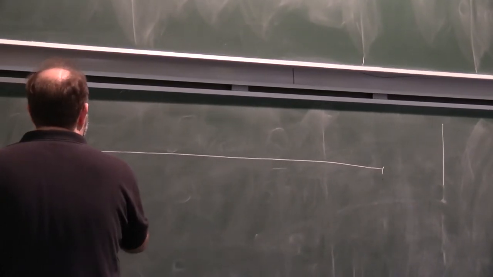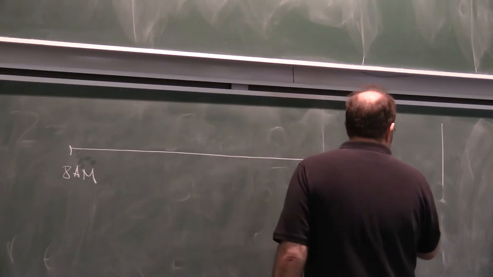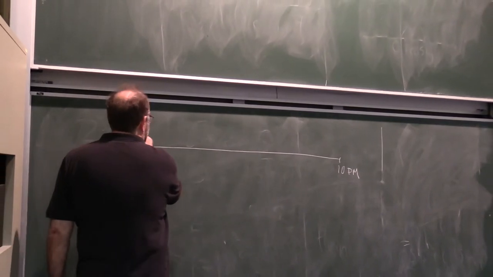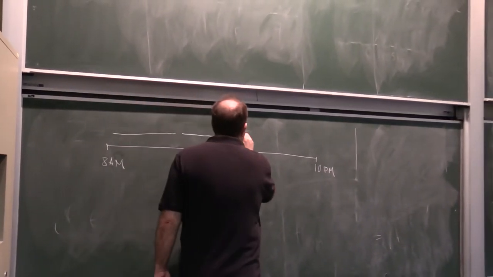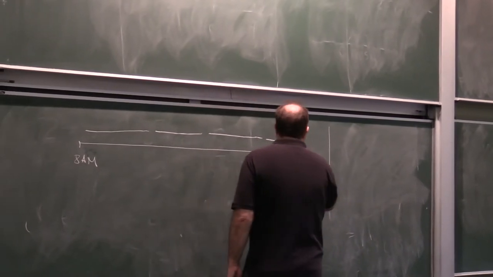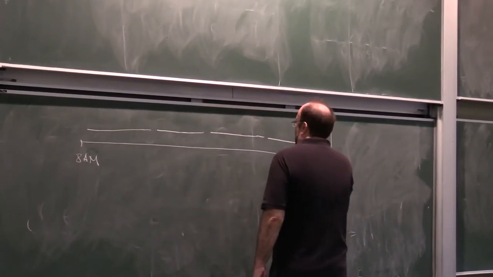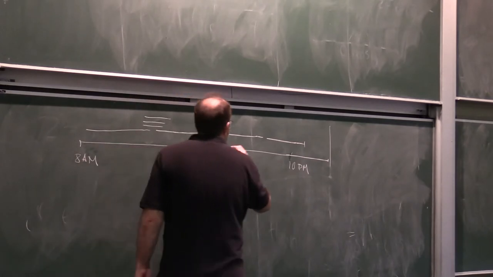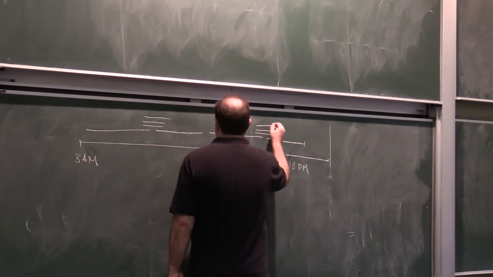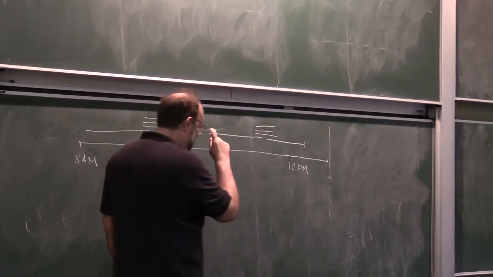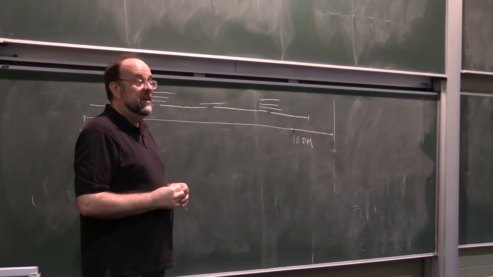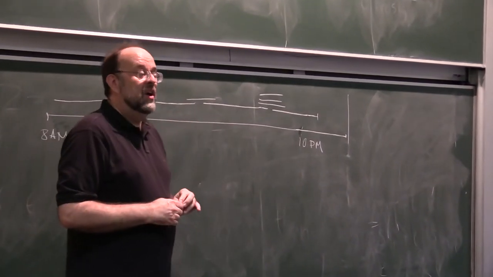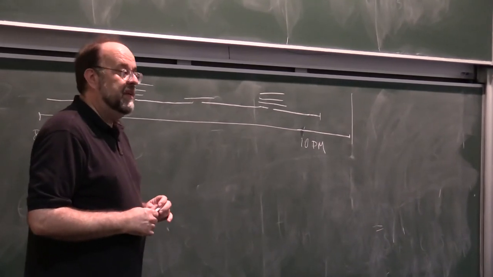You remember the problem: we have our timeline, say from 8 a.m. to 10 p.m., and we have activities taking place. Some of them overlap. And we have to choose the largest set in terms of cardinality only, not duration, but just the largest number of non-overlapping activities.